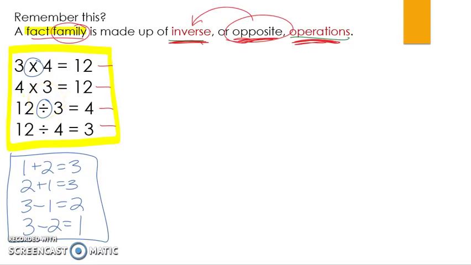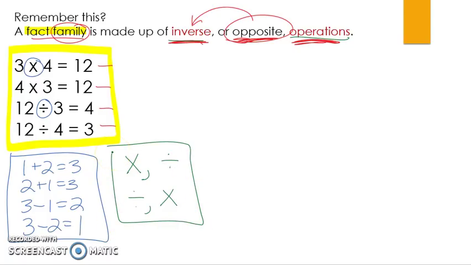So what should you get out of that? The opposite of multiplication is division, just like the opposite of division is multiplication. These are inverse operations. And then the opposite of addition is subtraction, and the opposite of subtraction is addition. These are inverse operations.